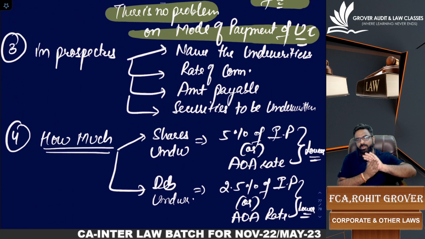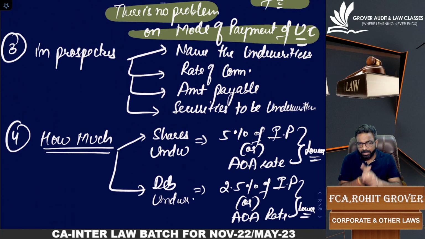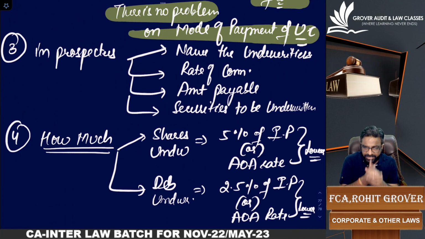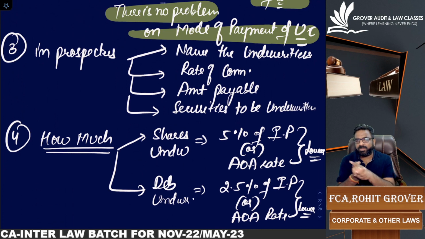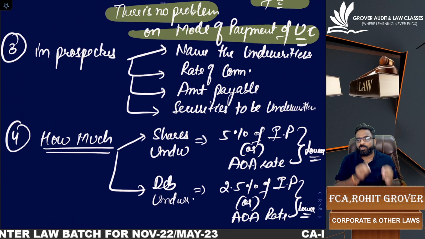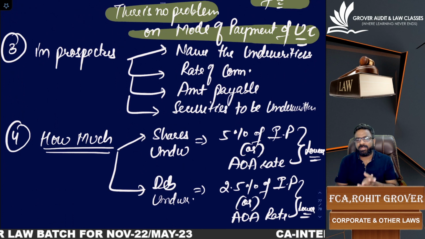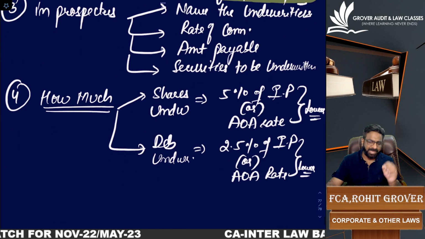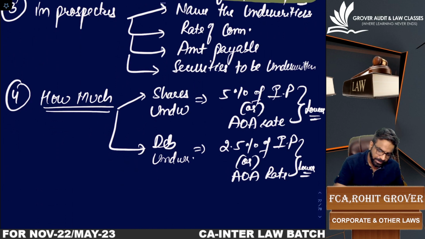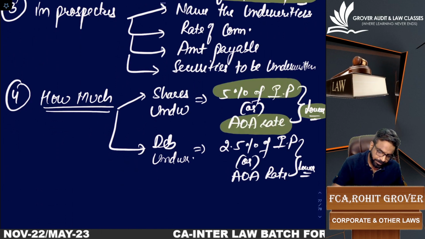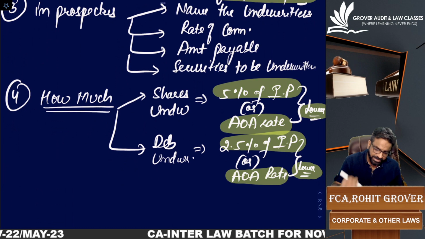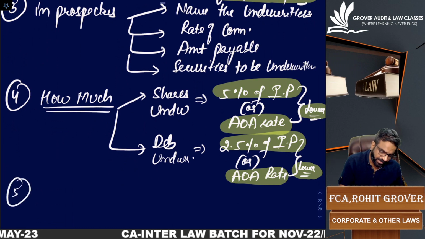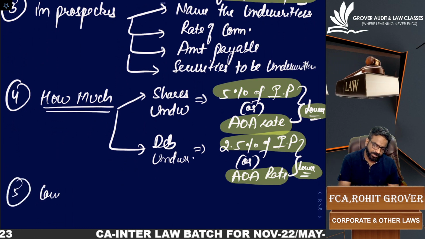So whenever you are going for underwriting, if you are hiring the underwriter for shares, it is 5% of the issue price or the AOA rate, whichever is lower, and 2.5% of the issue price of debentures or the AOA rate, whichever is lower. This is the maximum underwriting commission you can pay. Right, everyone? This is an MCQ question they may ask you. Point number 5.